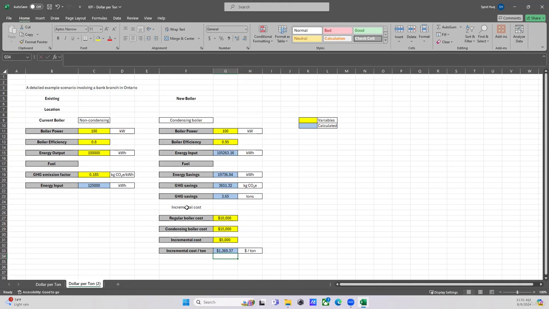But to reduce greenhouse gas emissions by 1 ton, because it's per unit ton, you need a lower amount, which is $1,369.37. This is a KPI, or key performance indicator, which helps you plan for the future. You now have an idea that if you want to reduce carbon dioxide emission by 1 ton, you need to pay an extra $1,369. Is it an attractive investment? That you need to determine. Normally, if it's less than $5,000 per ton, it's an attractive investment. So in this case, it is.